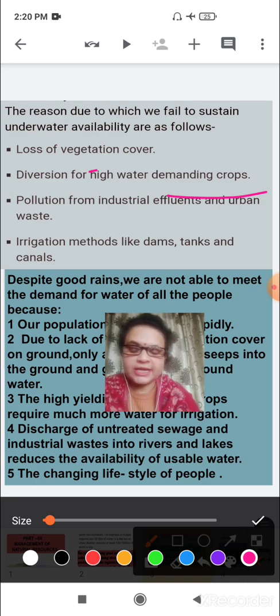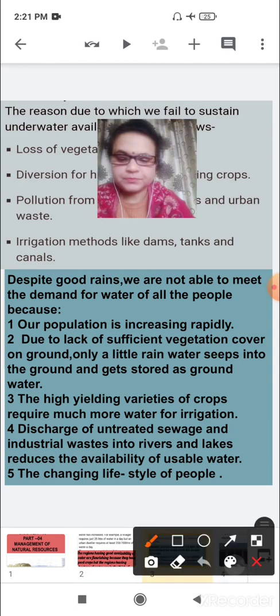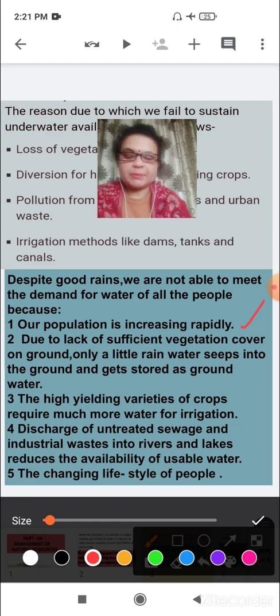And the next, despite good rain, as you all know, a good amount of rain is received in various areas in India. It actually depends on climate. The climate is very good and some areas receive a very good amount of rain. But despite good rains, we are not able to meet the demand for water of all the people. The reason is that our population is increasing rapidly. As the population increases, the demand will increase.